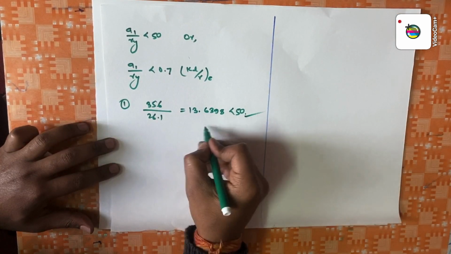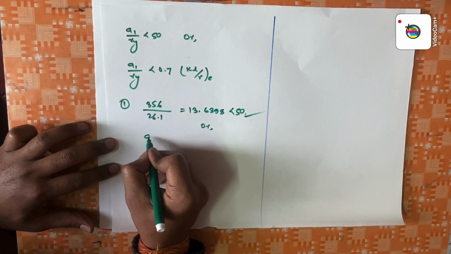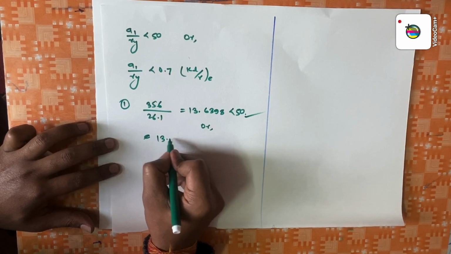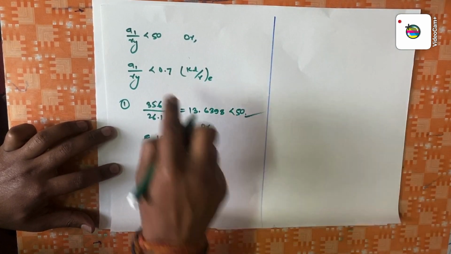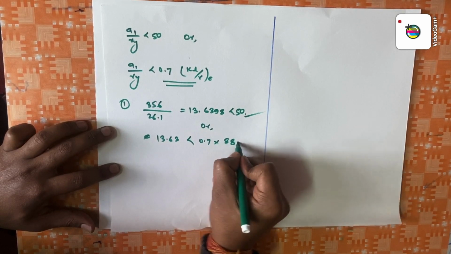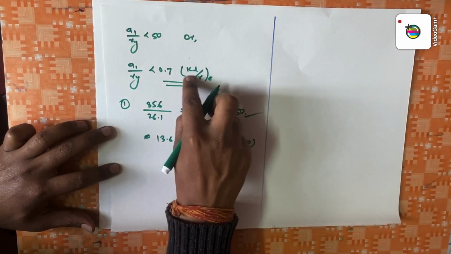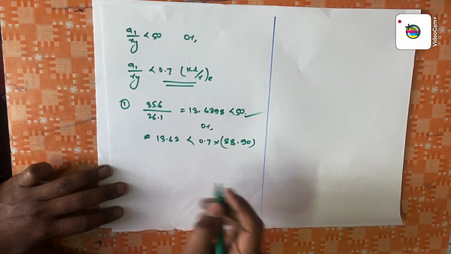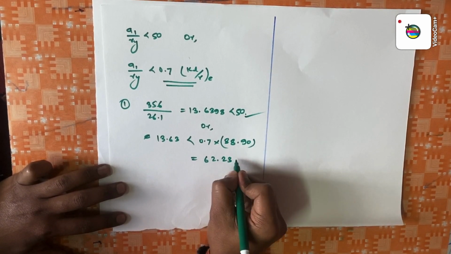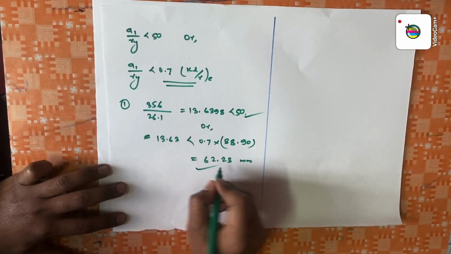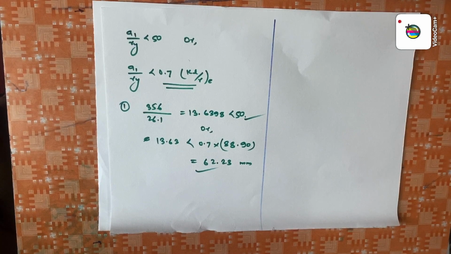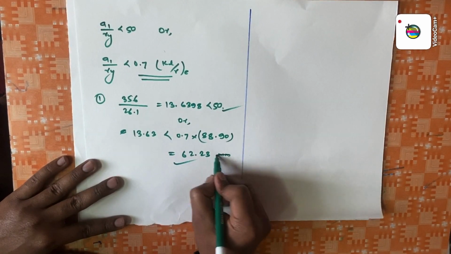The next one, we know the value of a1, that is 13.6. We already got this value, 13.63, which must be lesser than 0.7 times 88.90. We know the value of kl by re is 88.90, so you will get around 62.23. So it's okay. Now we can go for further procedure. Sorry, this is just a constant.